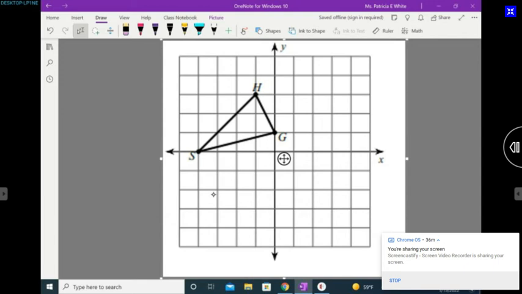So for the 270s, do we go clockwise? Do we go clockwise for the 270s? You always go counterclockwise unless I say.